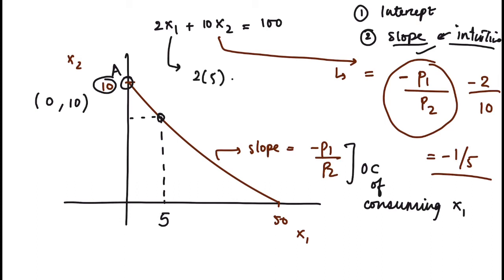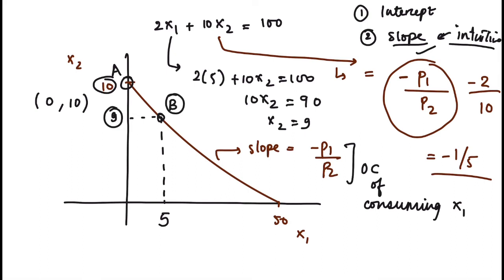It becomes 2 into 5 plus 2x2 into 100. This becomes 90 and this becomes 9. So if you're at a point B where you increase your consumption of x1 by 5 units, you need to forego your consumption of x2 by 1 unit and you come down to 9. This is what the slope really represents.